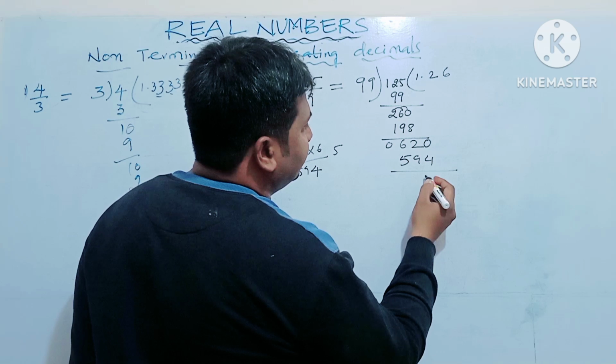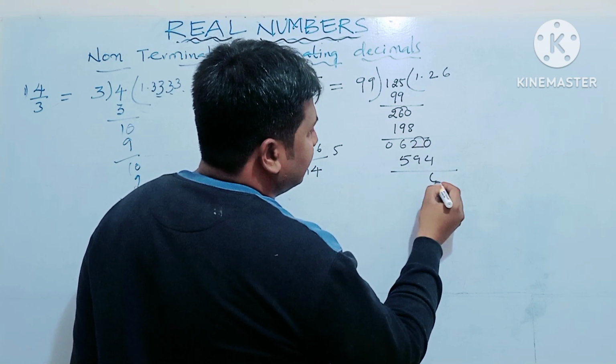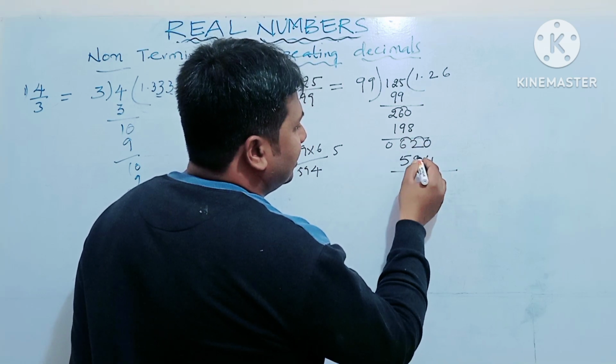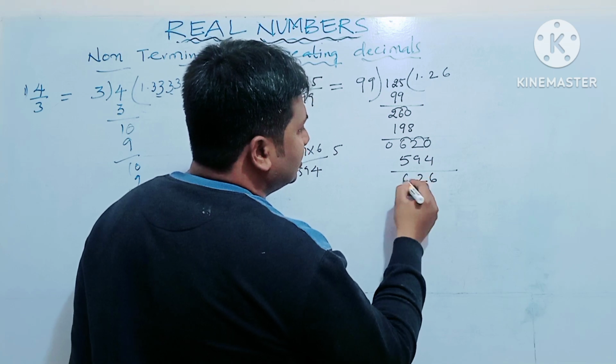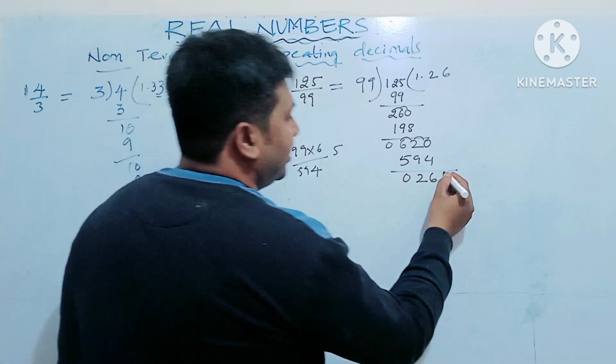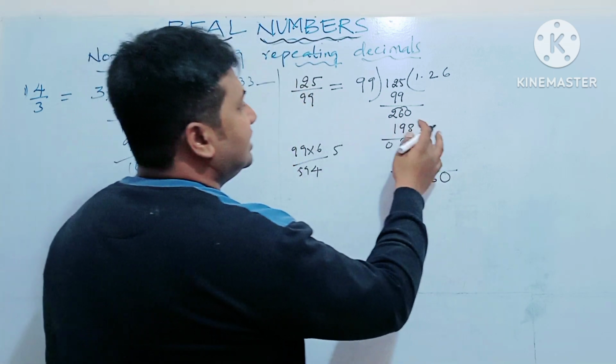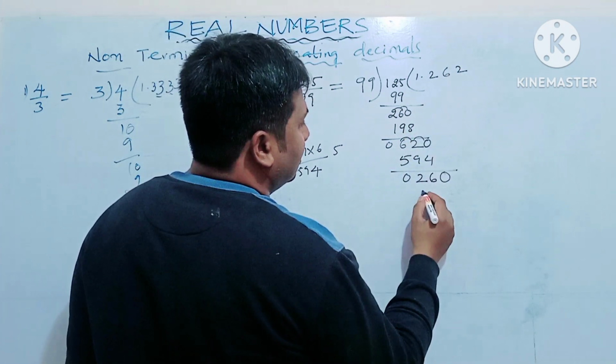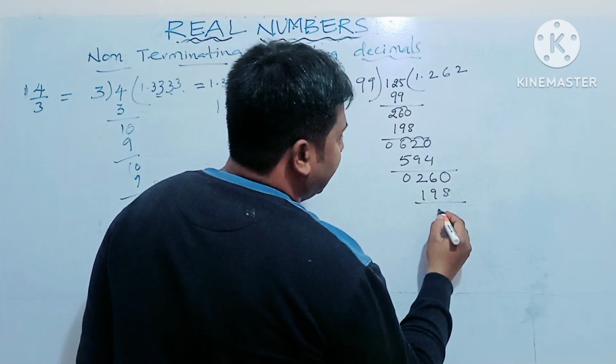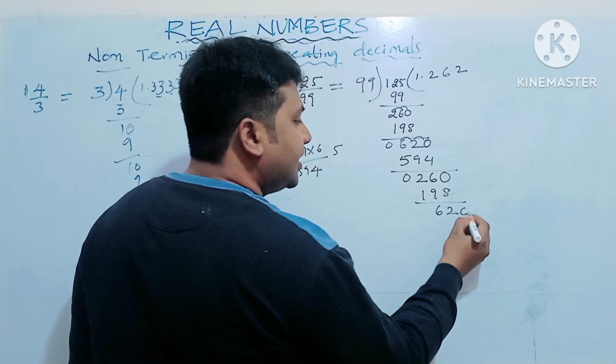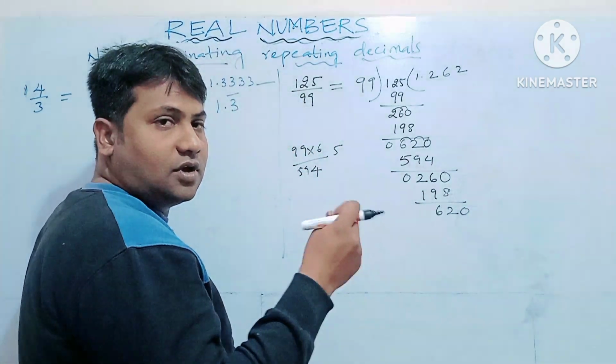So 2, 6, how much do we get here? 6, 11, 9, 10, 11, 2, 0, 260. Then again 0, 99 2s are 198. Again it's 62. Again it's 0. Are you following?